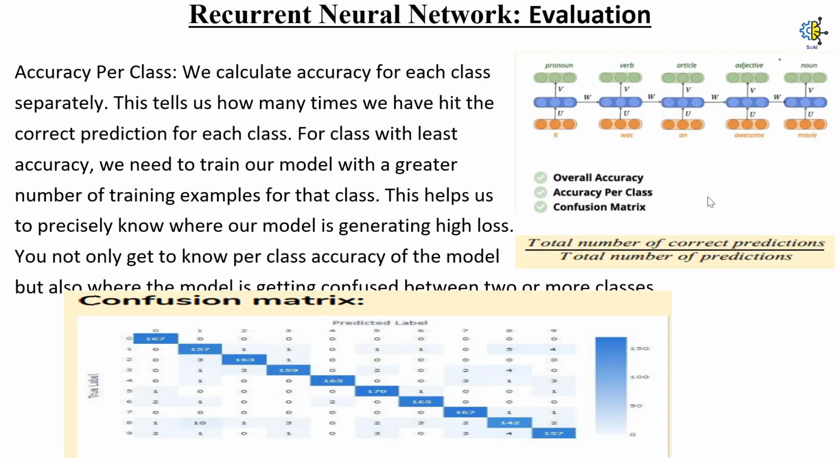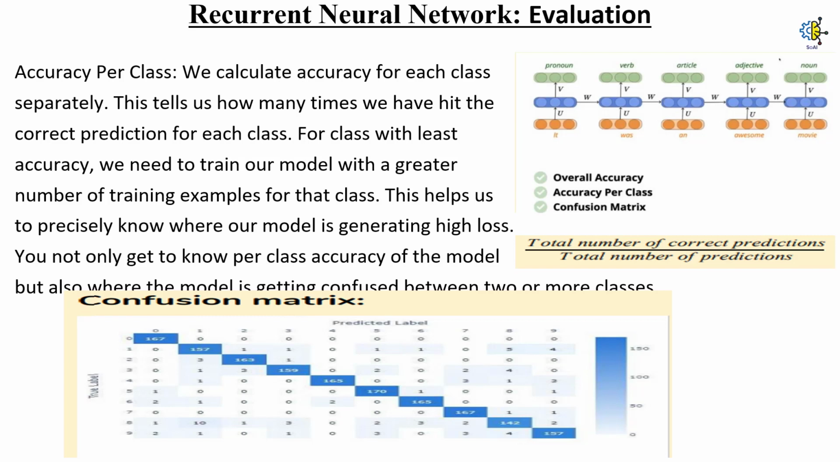Evaluation: accuracy per class. We calculate accuracy for each class separately. This tells us how many times we have hit the correct prediction for each class. For the class with least accuracy, we need to train our model with a greater number of training examples for that class. This helps us to precisely know where our model is generating high loss. You not only get to know the per class accuracy of the model, but also where the model is getting confused between two or more classes.